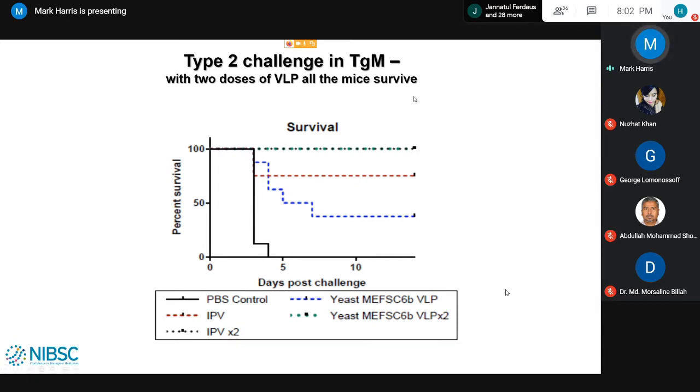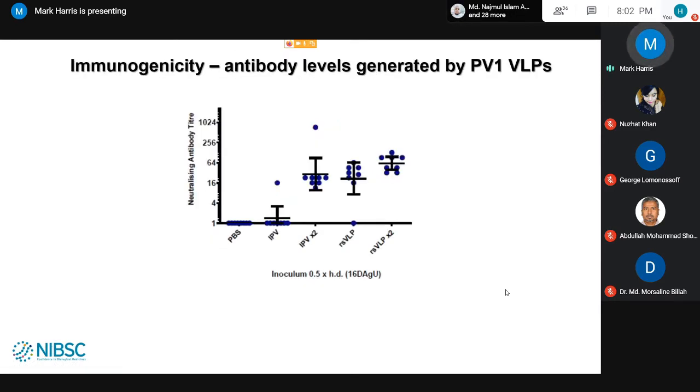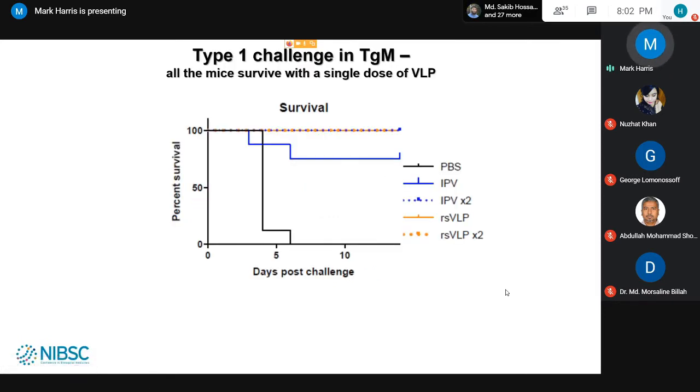Well, if we have 2 doses of VLP, all of the mice survive. And that's really good. And that's the same situation also as shown here, and also the same with the IPV. But you did need 2 doses. For the PV1 here, we're getting quite a good response, even with a single dose, which is still enhanced with 2 doses. And here, all the mice are surviving with a single dose of VLP, which is really quite nice to see.